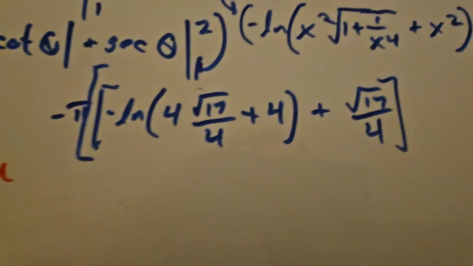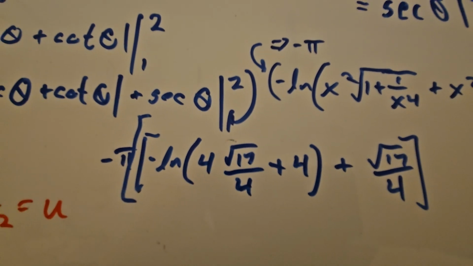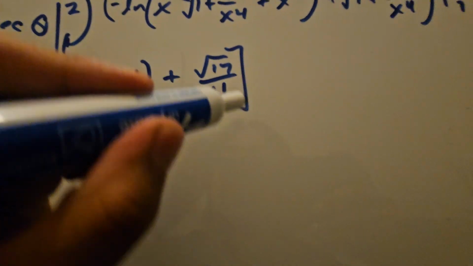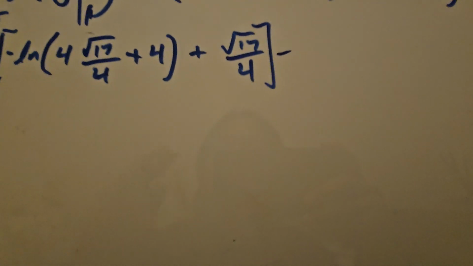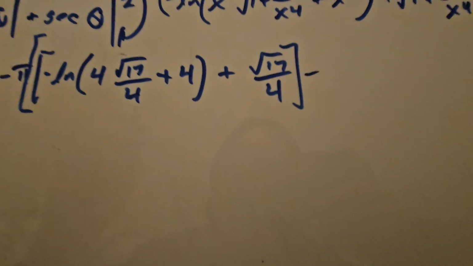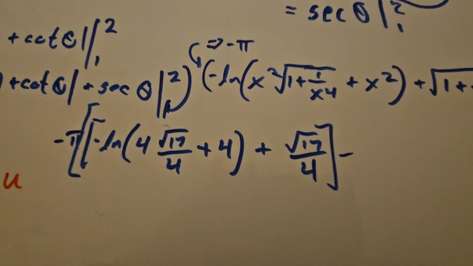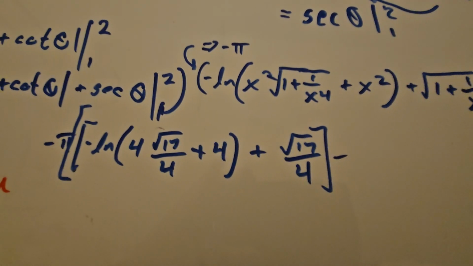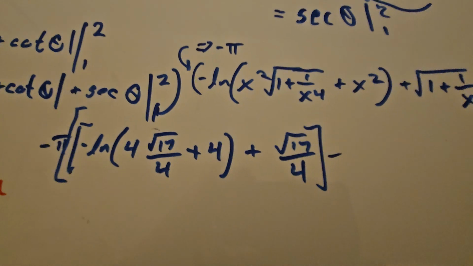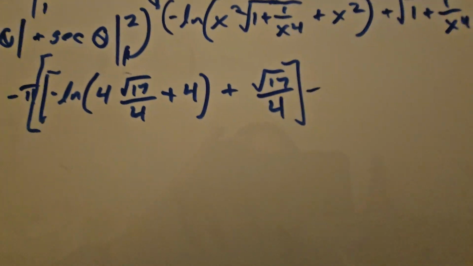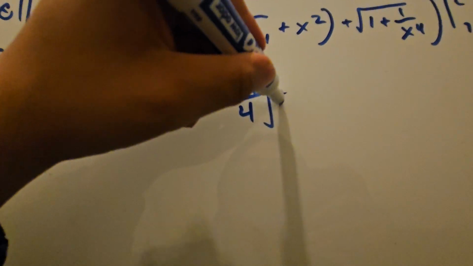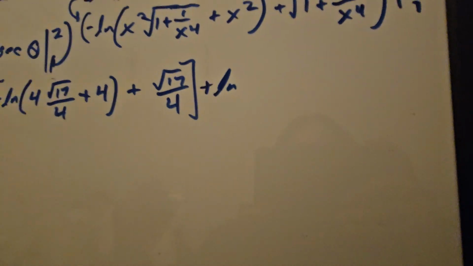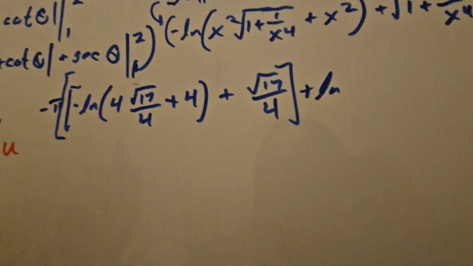So actually, let me check if I'm right. I think I am though, but yes, I am right. Okay, minus. Actually, when we distribute the minus sign, that's going to give us a positive natural log. But let's just keep it like that. So that's going to be a minus. That's going to be a positive. I have not done this, so hopefully this works. I'm deviating from my notes right now because I did it a different way the first time.